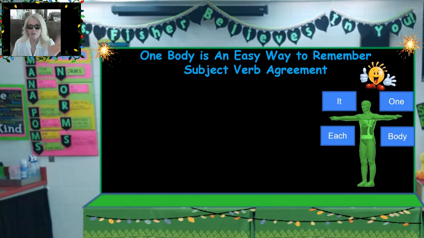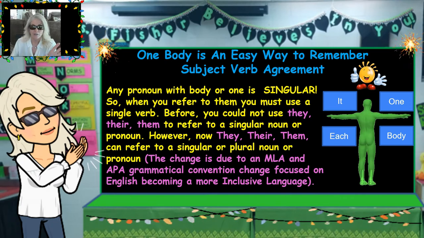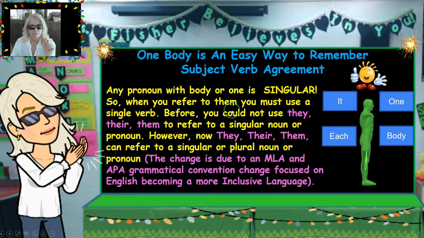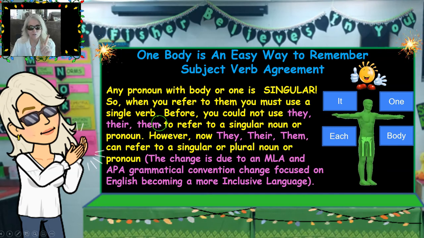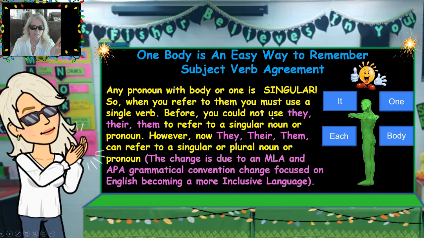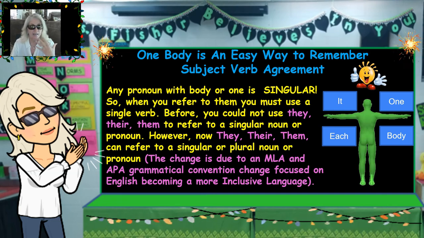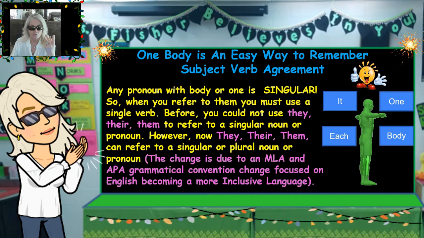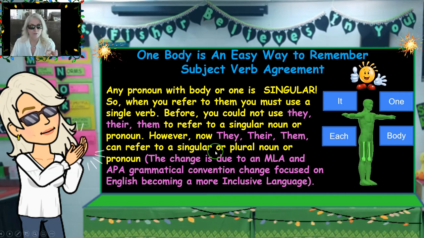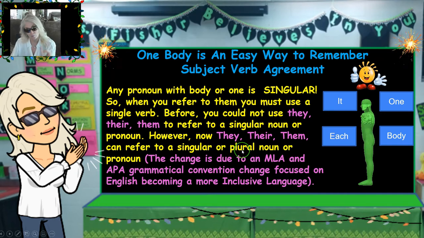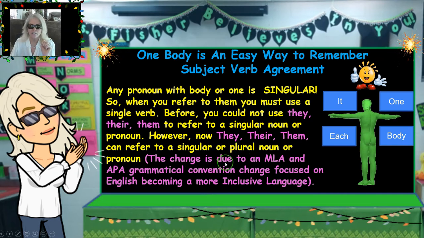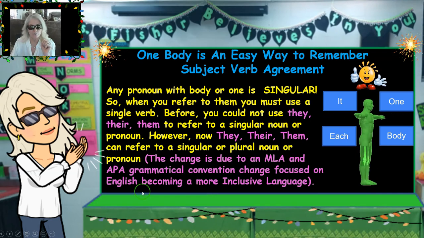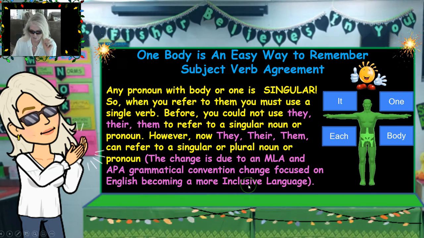Now, why do you care about all of this? Well, any pronoun with body or one is singular. So when you refer to them, you must use the singular verb. Before, you could not use they, them, or their to refer to a singular noun or pronoun. However, now you can use they, their, or them to refer to either a singular or a plural noun. So you can say each student took their book home, and that is okay now. The change is due to MLA and APA grammatical convention changes focused on English becoming a more inclusive language.